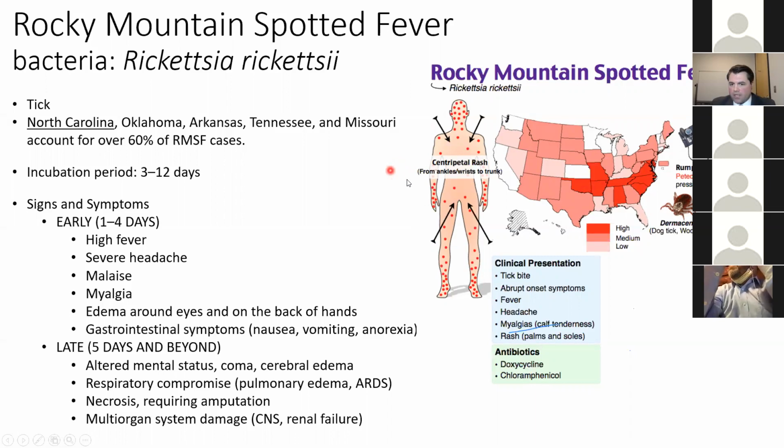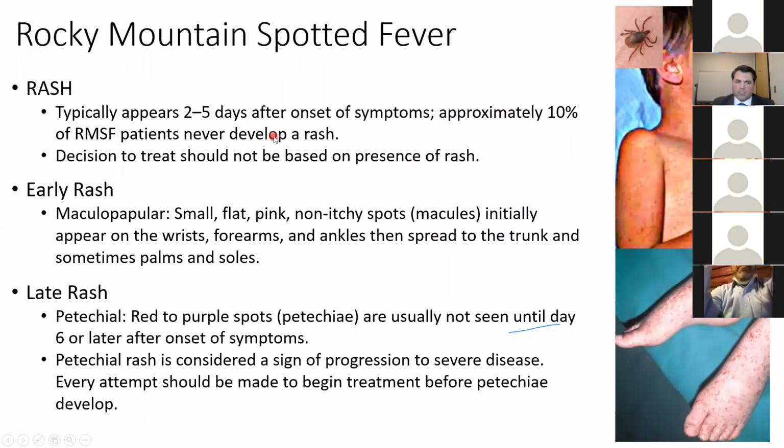That's a centripetal rash that goes from the ankles and the wrists to the trunk. So it first starts peripherally and then moves centrally. In Rocky Mountain spotted fever, the rash typically appears 2 to 5 days after the onset of symptoms. And this is important. 10% of the patients never develop a rash.